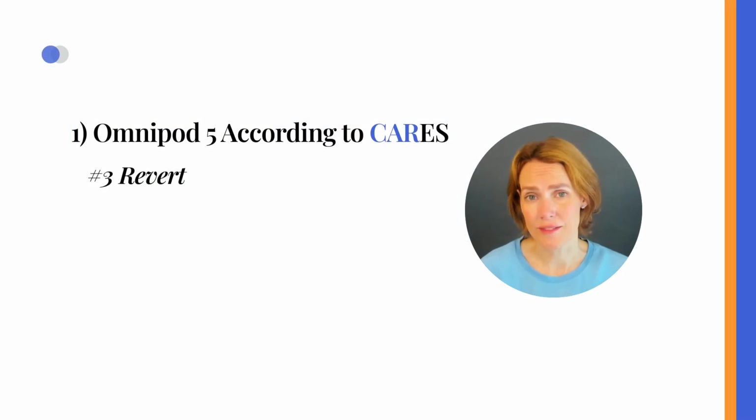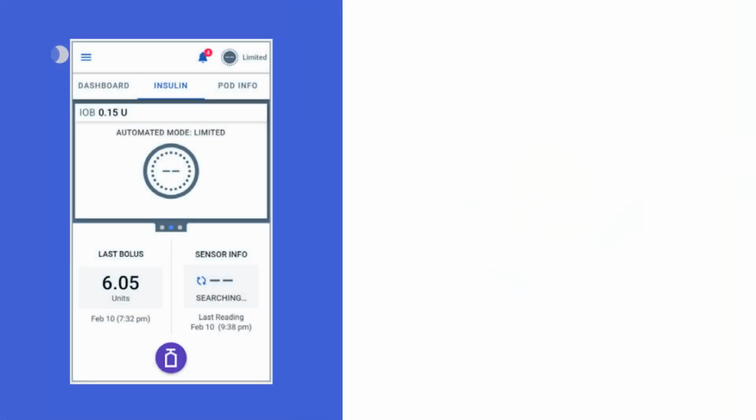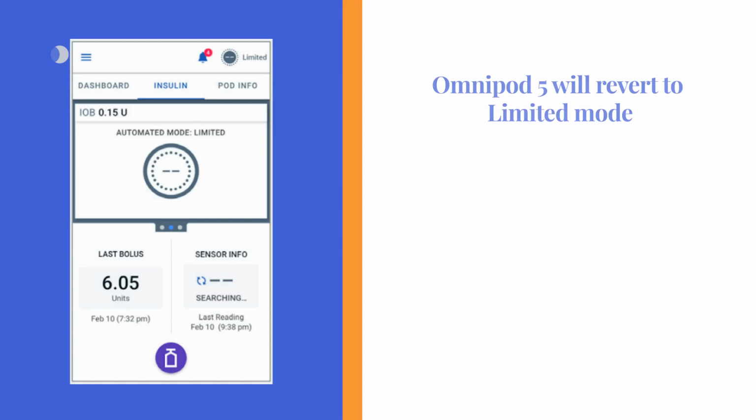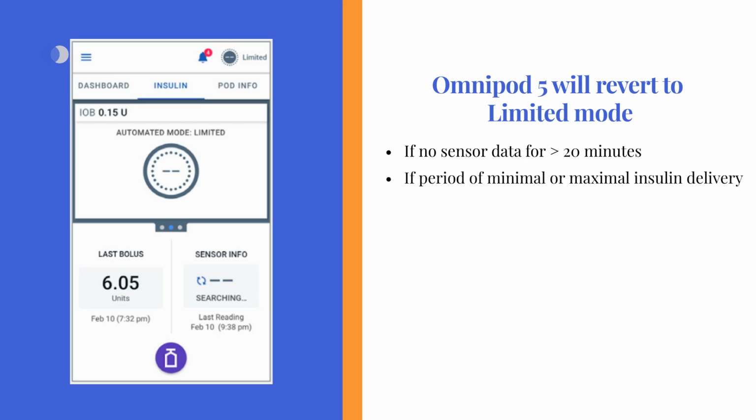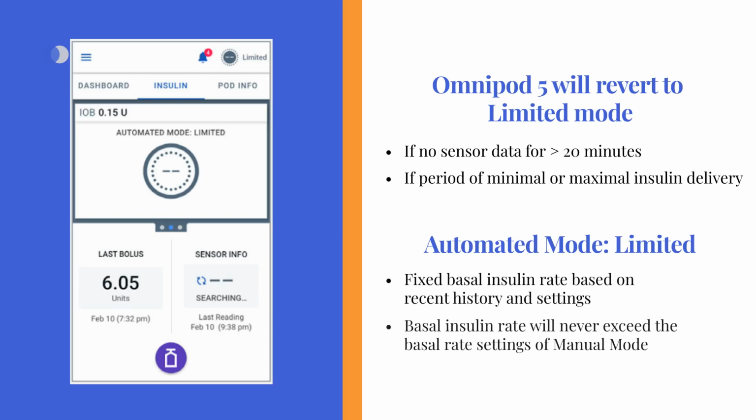Number 3. Revert. In the Omnipod 5 system, there are situations that can trigger a limited mode, including a lack of sensor data for more than 20 minutes, or a minimum or maximum insulin release for an extended period of time. During limited mode, the system maintains a fixed basal insulin rate based on recent history and settings. The maximum basal insulin rate in limited mode will never exceed the basal rate settings of manual mode.